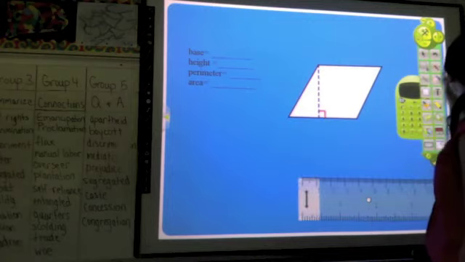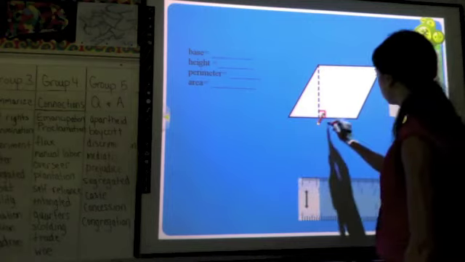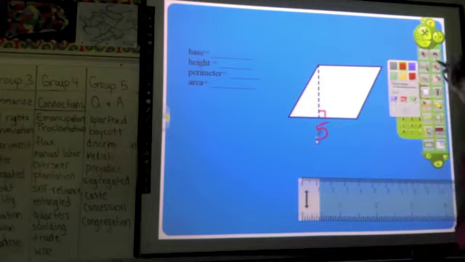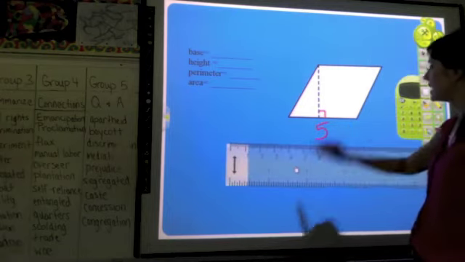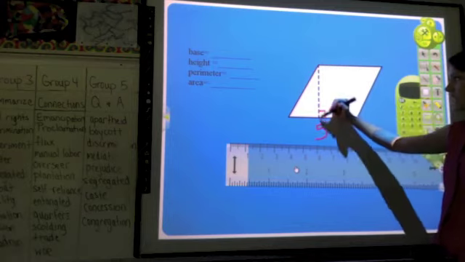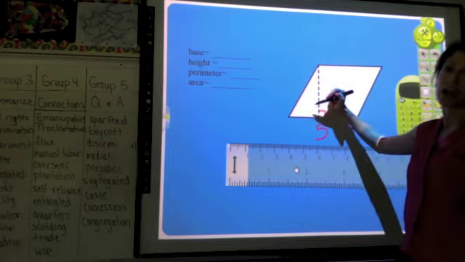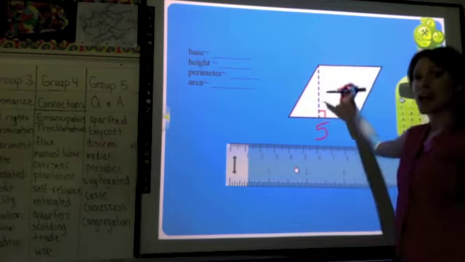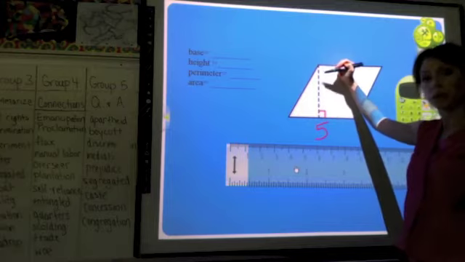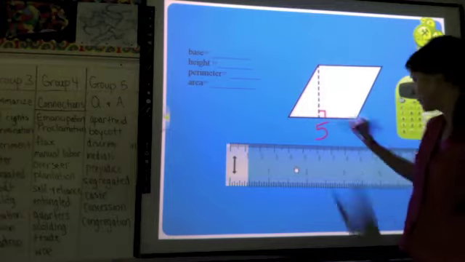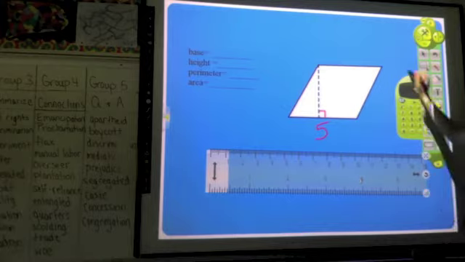And the base here is 5. Right, 5 there. And then I'll flip my ruler and find the height. This dashed line right here shows you that that's where they measured the height. So when you're measuring the height on your test, make sure you line your ruler up with the dashed line.